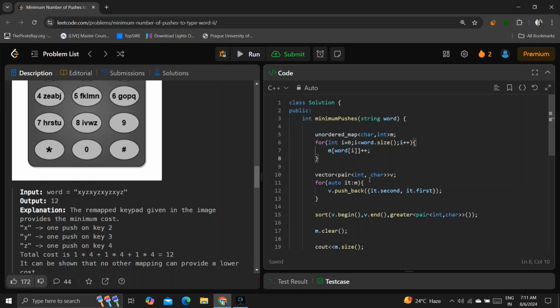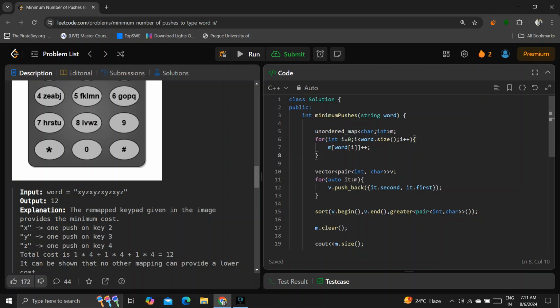Now, what I will do is make one vector of pair type of int and char, and I will push all the values of this map into this vector. Here I have taken the map of character and int type, but now I will take int and character type so that the frequency comes first and the character comes afterwards. So basically our vector would look like 4x, because x's frequency was 4, then 4y and 4z. These are the three values that would be in our vector.